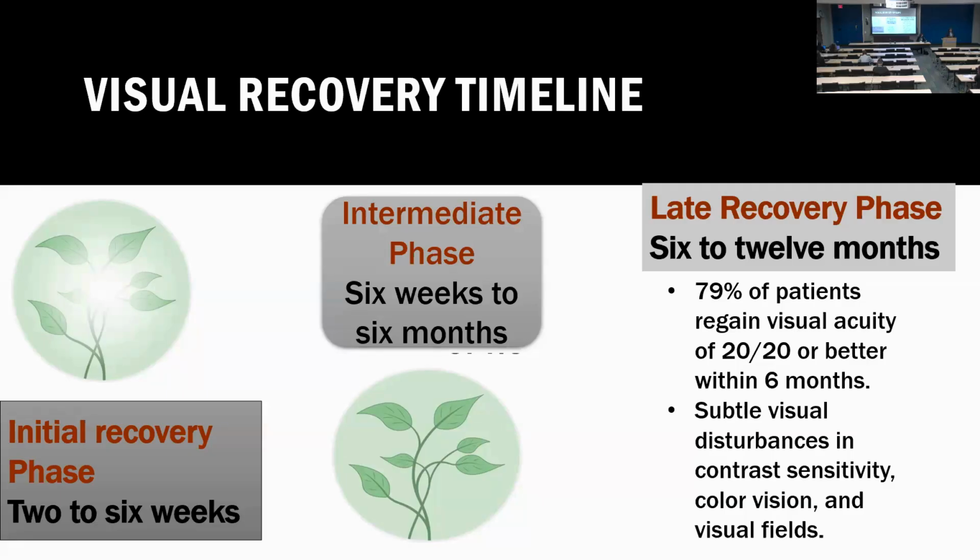Now, there's an intermediate phase, which is 6 weeks to 6 months, which means that 80% of the patients may regain most of their vision back within 6 months. And then there is also a late recovery phase, which means that your vision can continue to improve for up to 1 year, which is interesting. You may have some residual visual deficits, like some color vision impairment or contrast sensitivity, which could just be the residual symptom after 1 year.